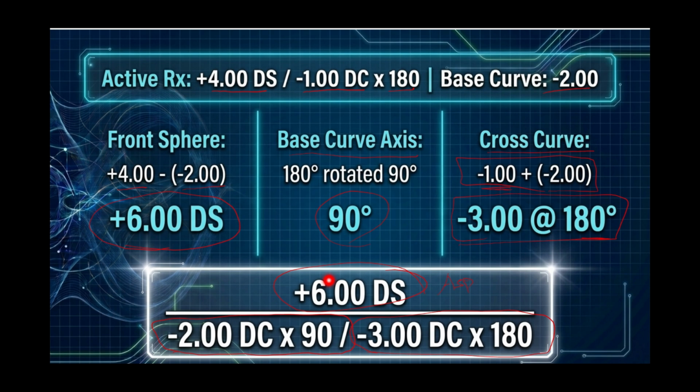So our final prescription as per our toric transposition is +6 diopter sphere, -2 diopter cylinder at 90, -3 diopter cylinder at 180. This is the cross curve, this is the base curve, and this is the anterior surface power.